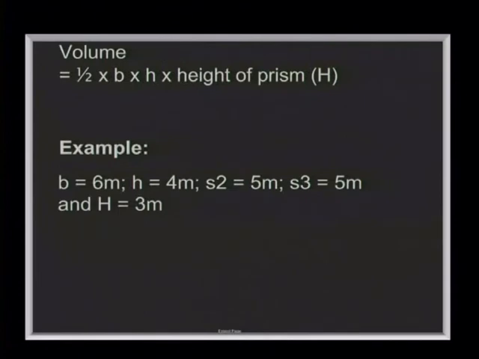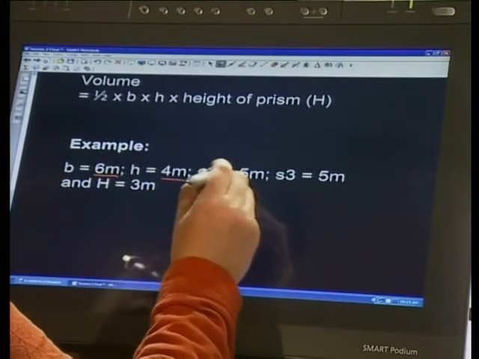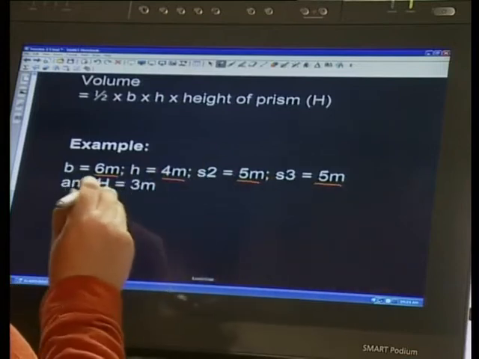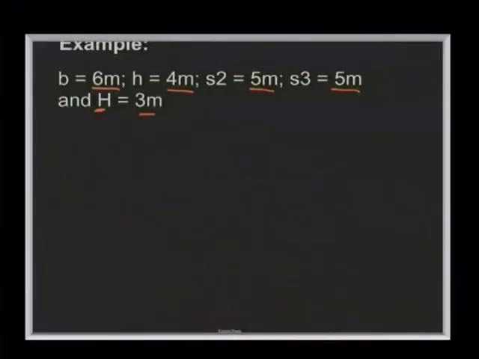Right, if we're dealing with a triangle that has a base of 6 meters and a height of 4 meters, we've got sides of 5 meters each and a height, that's the height of the shape, of 3 meters. Right, let's draw our shape to make it easier. We'll start off by drawing the triangle. Triangle has a base of 6 meters and it has a perpendicular height of 4 meters. So let's start with that part of the equation.